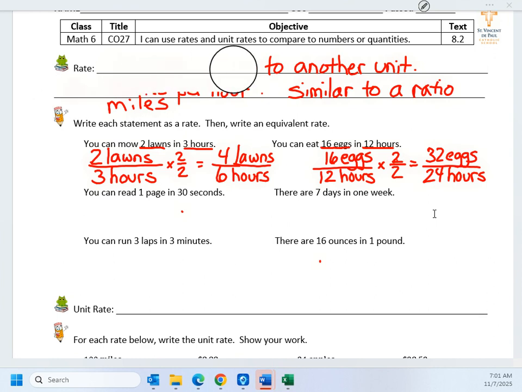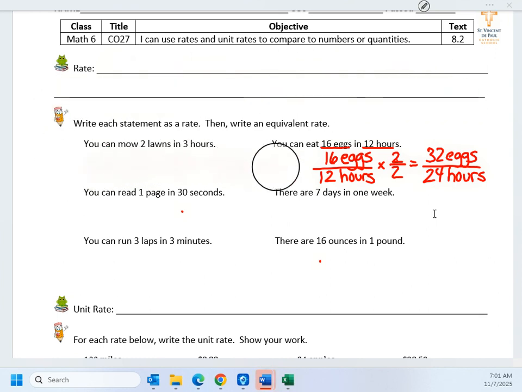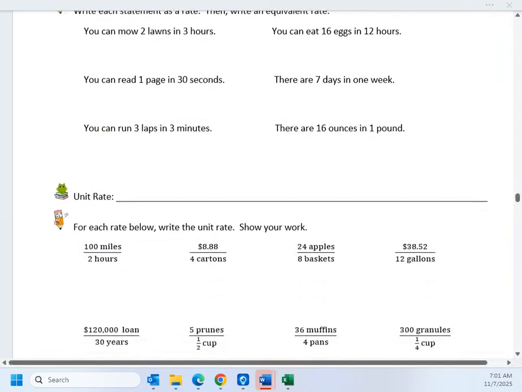All right, you are going to do the next 4 on your own, writing out your original rate and then writing an equivalent rate. Please put the scale factor that you are multiplying by. Make sure you are putting those labels.